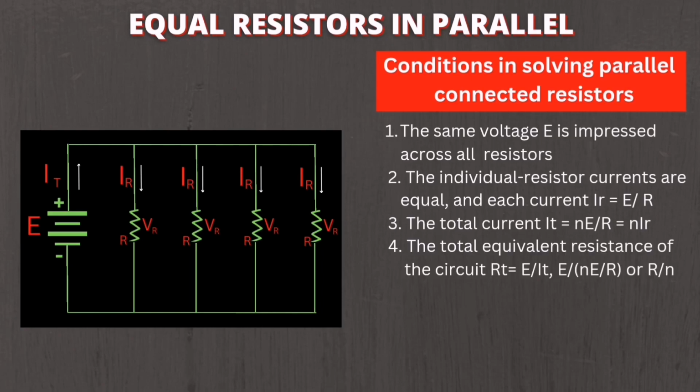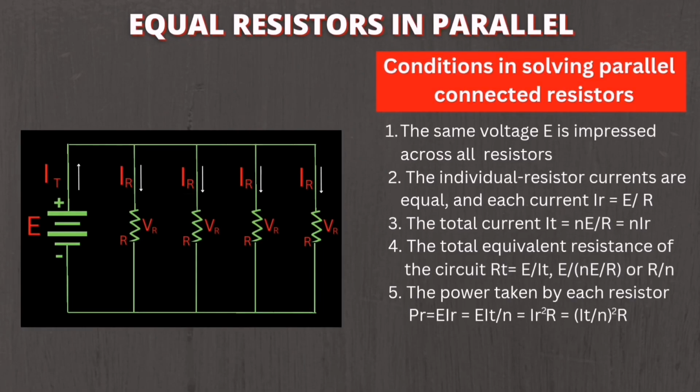Then number 4, the total equivalent resistance of the circuit can be solved by R of T equal to E divided by I of T, or E divided by N multiplied by E divided by R, or simply R divided by N. And lastly, number 5, the power taken by each resistor, P of R, is equal to E multiplied by I of R, or E multiplied by I of T divided by N, or also it can be I squared multiplied by R. And lastly, P of R can be solved by I of T divided by N, squared, times R.